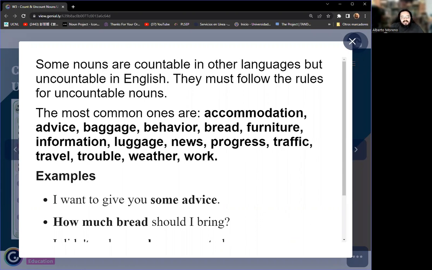¿Ok? Un ejemplo de esto y el más claro y el más usado es bread, pan. En español, pan es un sustantivo contable. Un pan, 2 panes, 3 panes, 4 panes, 5 panes, etc. En inglés no es contable. Y para hablar de pan, vamos a hablar de pieces, piezas o slices, rebanadas. ¿Ok? One slice of bread, one piece of bread. Pero nunca vamos a decir one bread, porque no tendría sentido.